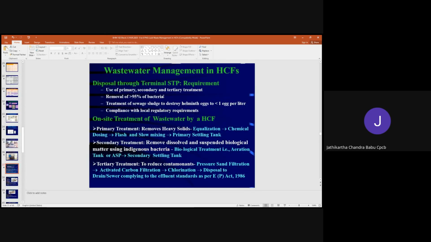Therefore, we have various treatment systems. You can adopt an STP, or you can have your own on-site treatment of wastewater by the healthcare facilities by adopting these systems like equalization, chemical dosing, followed by flash mixing, slow mixing, and then the primary settling tank, followed by a secondary treatment system where biological treatment is adopted. Then after the biological treatment, we will have a secondary settling tank. The sludge is collected from primary and secondary settling tanks. Overflow will be taken to the activated carbon filtration process. After filtration, the wastewater is collected and discharged into the drains.